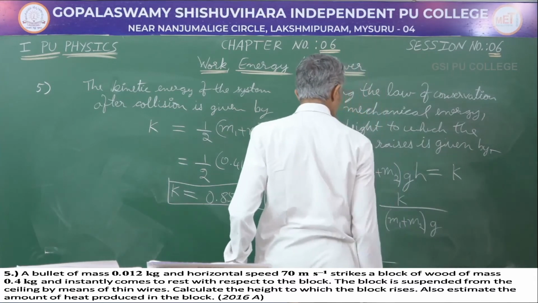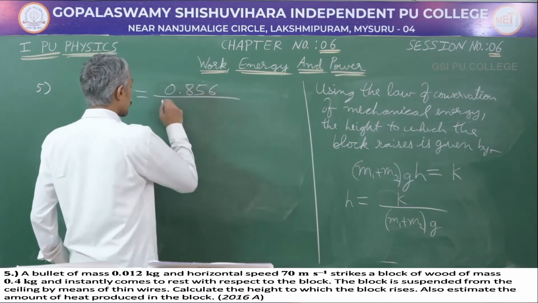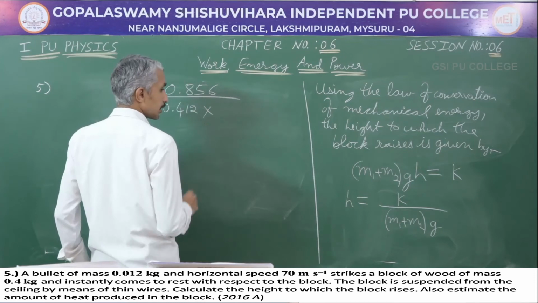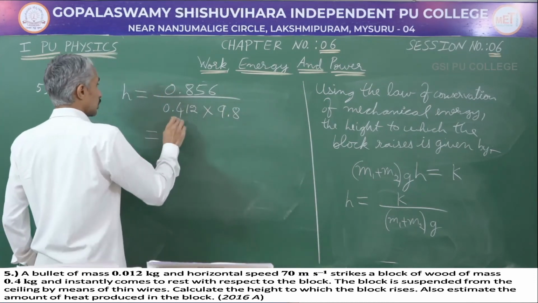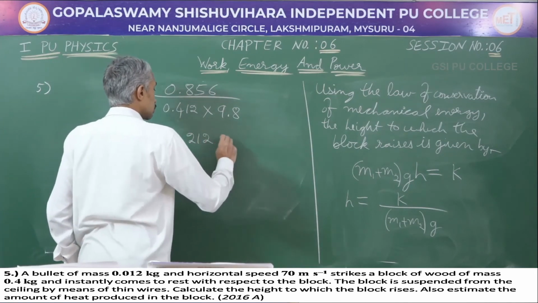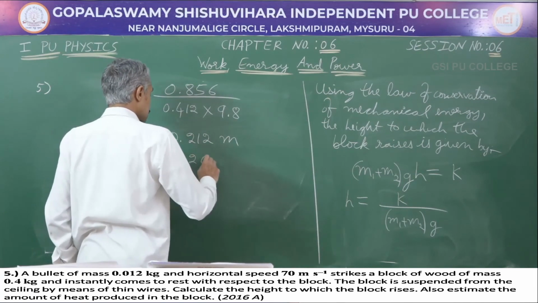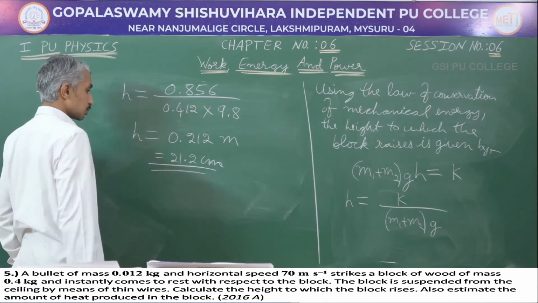Let us solve this. Kinetic energy is 0.856 divided by the total mass, which is 0.412, into acceleration due to gravity, which is 9.8. On solving this, we will get the answer as 0.212 meter, which is 21.2 centimeter. So, the object rises to a height of 21.2 centimeter.